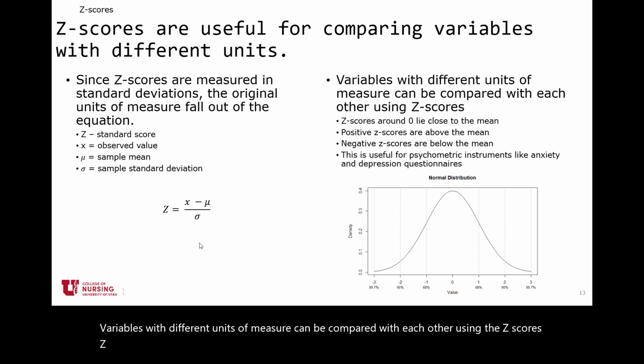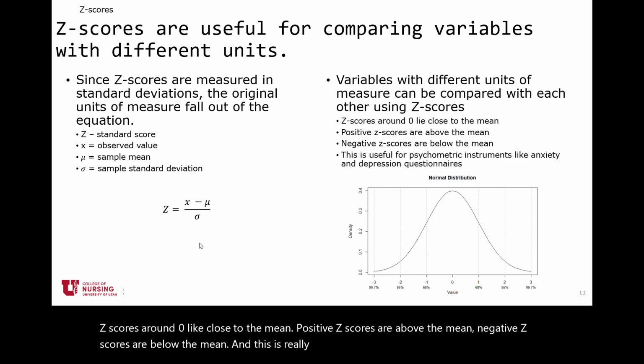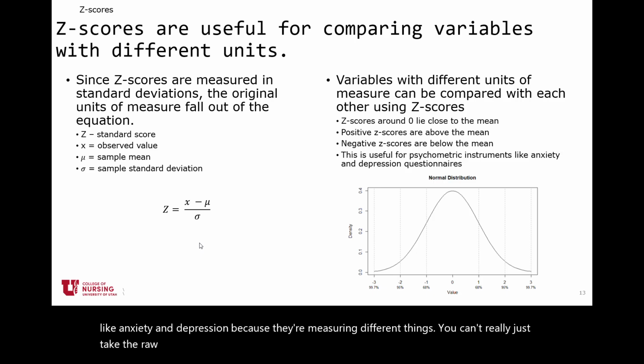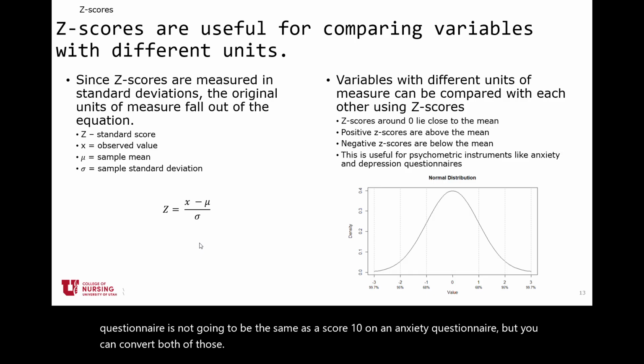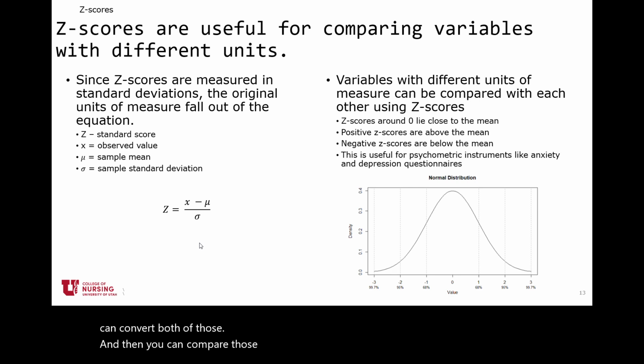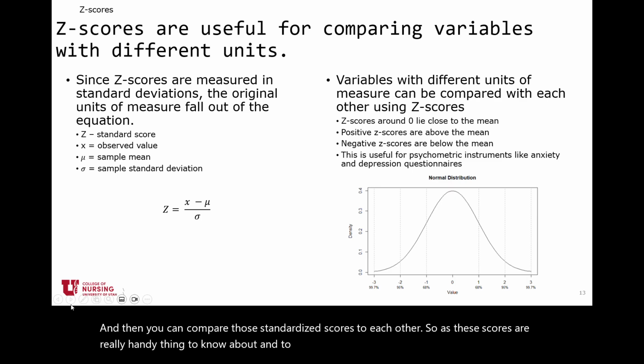Z-scores around 0 lie close to the mean. Positive z-scores are above the mean. Negative z-scores are below the mean. And this is really useful for things like psychometric instruments, like anxiety and depression. Because they're measuring different things, you can't really just take the raw scores and compare them to each other. A score of 10 on a depression questionnaire is not going to be the same as a score of 10 on an anxiety questionnaire, but you can convert both of those to z-scores, and then you can compare those standardized scores to each other. So z-scores are a really handy thing to know about and to use when you're working with different units of measure for things.